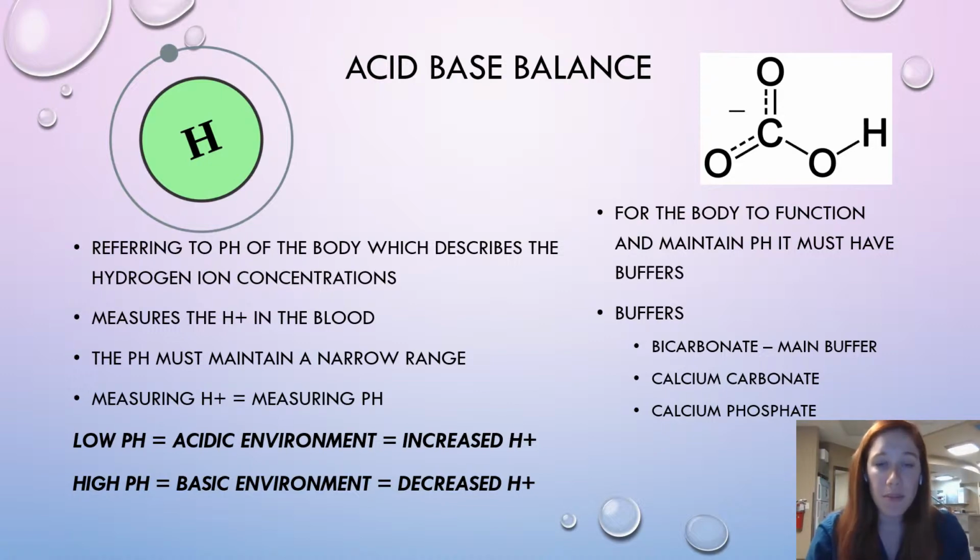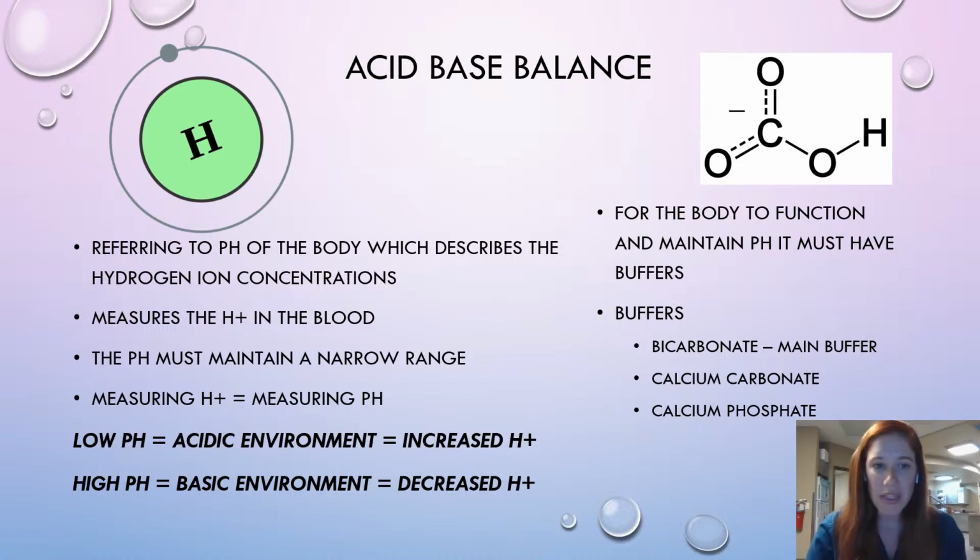The pH must maintain a narrow range, and you think, well, okay, great, why does my pH have to have a narrow range? Well, if our body, even just for a second, goes too acidic or too alkaline, it really can throw off everything, especially on a cellular level. So overall, and again, this is really summarizing, I want you to think that measuring hydrogen is the equivalent to measuring the pH in the body, okay?